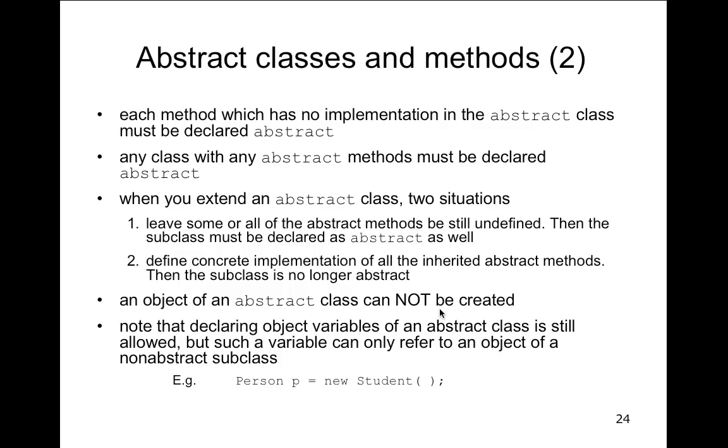An object of an abstract class cannot be created. You can't create objects of abstract classes. That's another problem people run into, because there's nothing in the class. It's kind of like a template, but it's not like a template in C++. It's a different concept. There's just no functionality in it. Note that declaring object variables of an abstract class is still allowed, but such variables can only reference objects of a non-abstract class that's created from the abstract class.